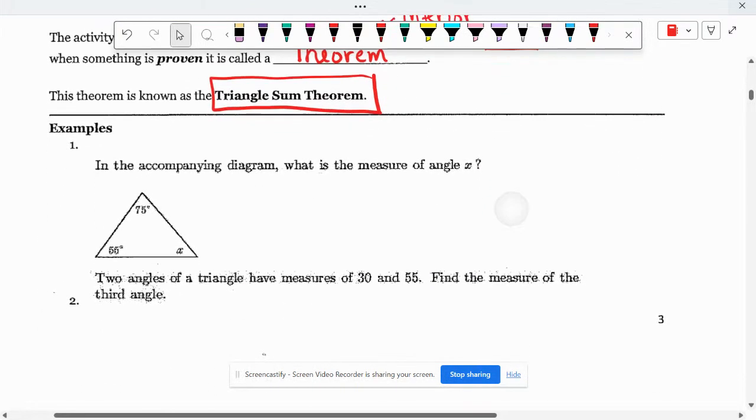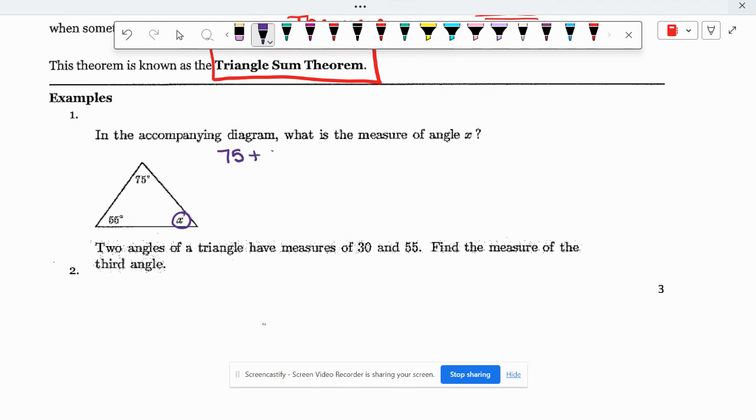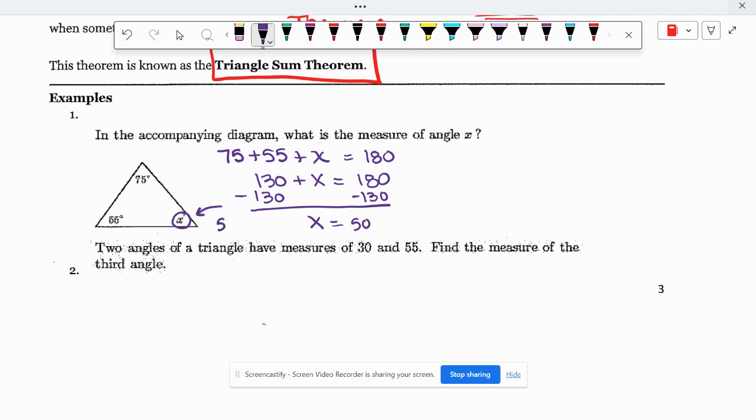So what does that mean? Well, that means that if I have a triangle, like in example 1, that has a missing angle that I'm trying to find, I can actually just add them all up. 75 plus 55 plus x, and know that they have to equal 180. 75 plus 55, that's 130, plus x equals 180. I subtract 130 from both sides, and x equals 50. That means that this angle right here is 50 degrees.